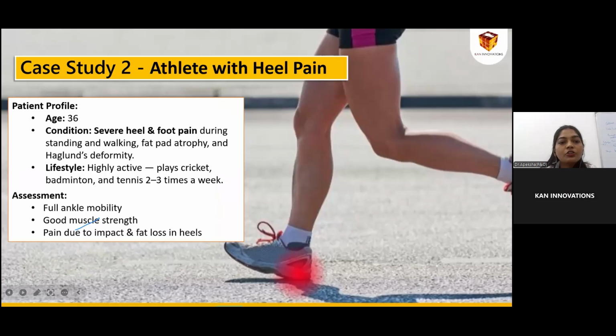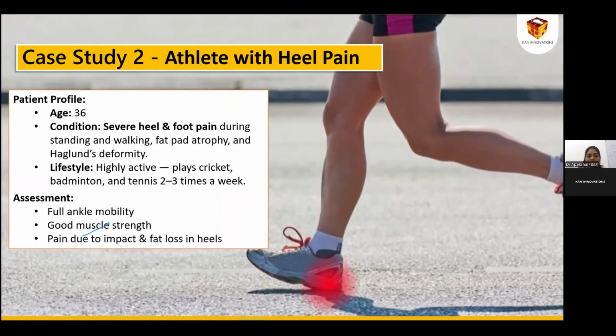Yes, ma'am. So this is the case which we must have seen on a day-to-day basis, an athlete with heel pain. We have a male, age 36, having severe heel pain and foot pain during standing and walking. He had a fat pad atrophy and also had a hung deformity, also known as a posterior calcaneal spur. He had a highly active lifestyle, plays cricket, badminton, and tennis 2-3 times a week.